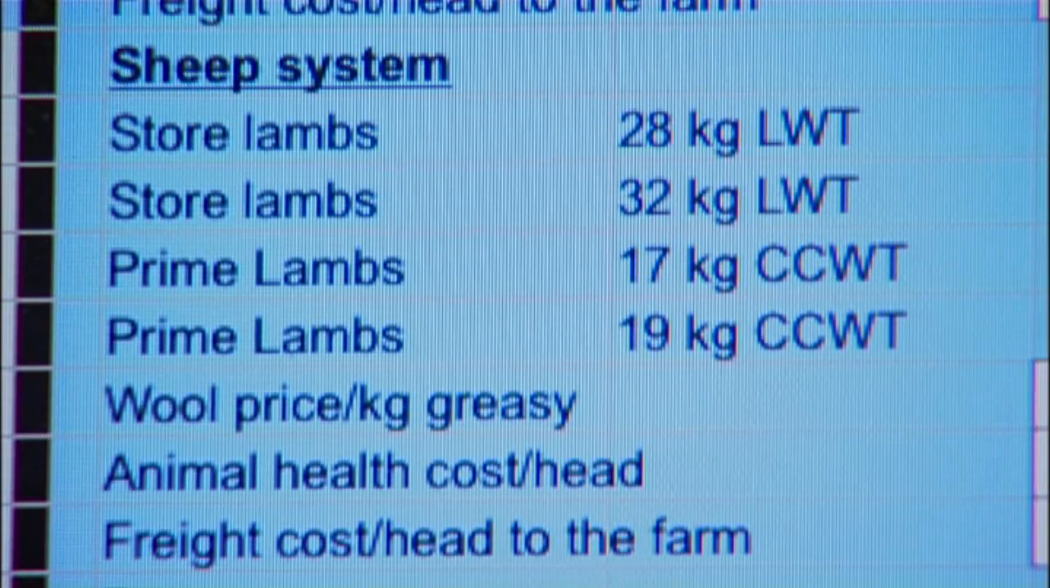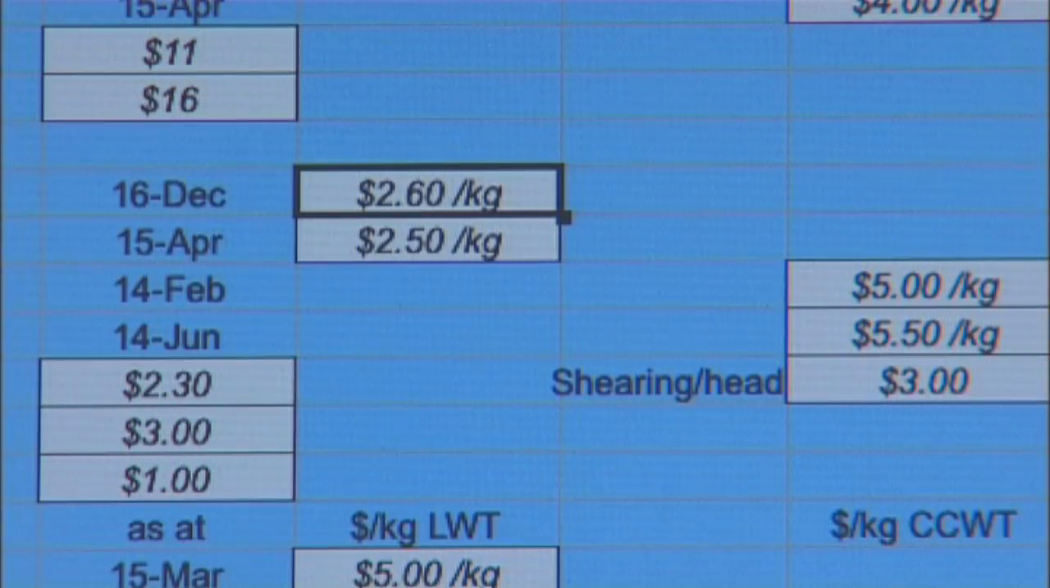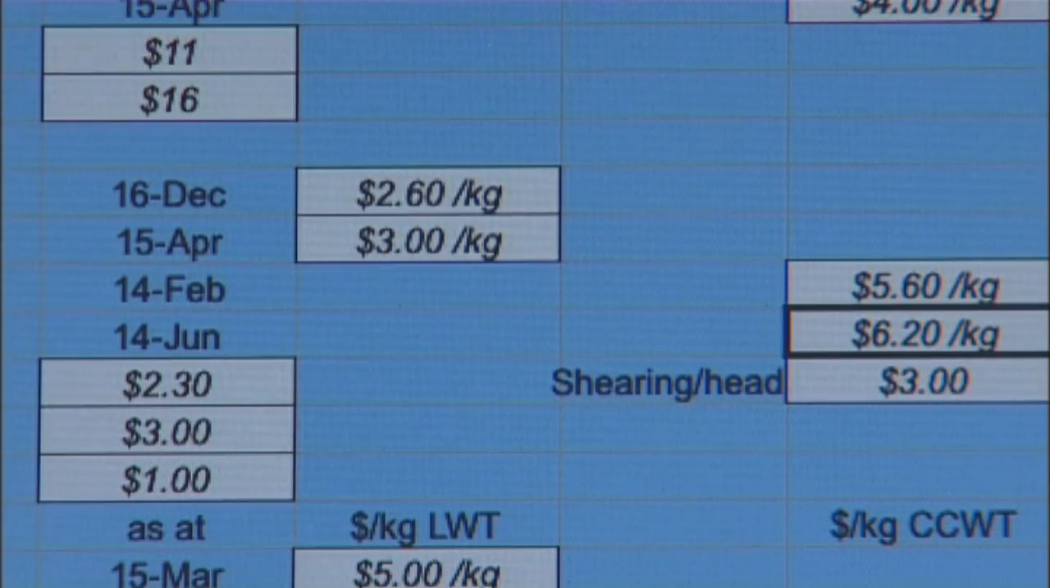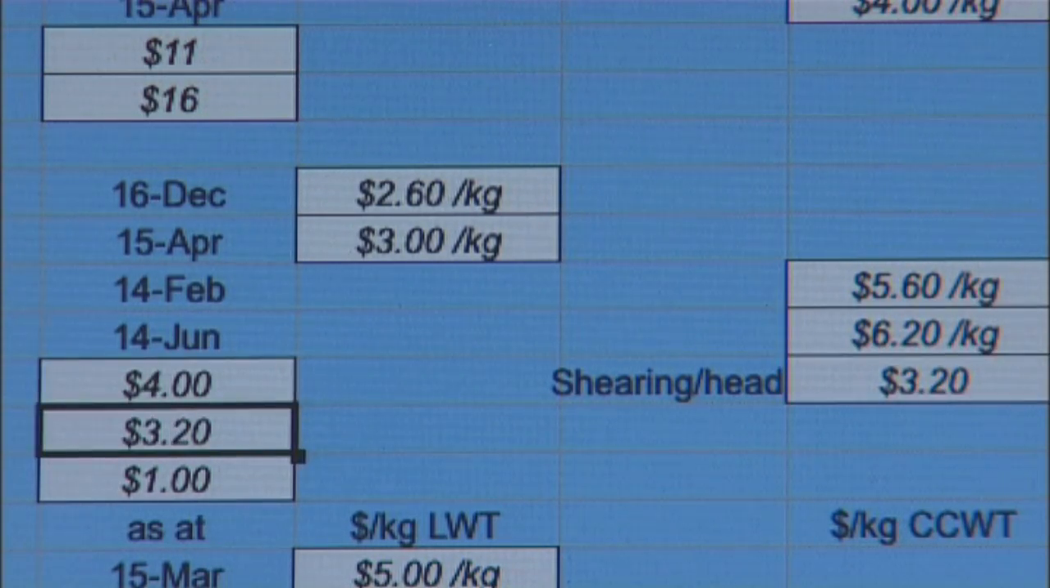In the sheep section, update the lamb purchase price in dollars per kilo live weight for December and April, the sale price in dollars per kilo carcass weight for February and June, and the wool price. Also, update the direct costs of shearing, animal health and freight in dollars per head.